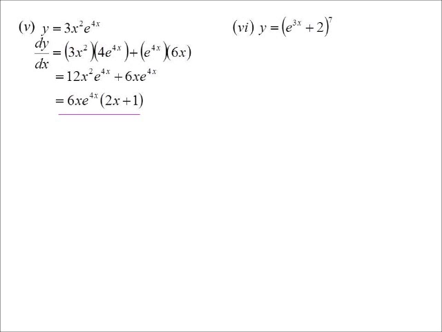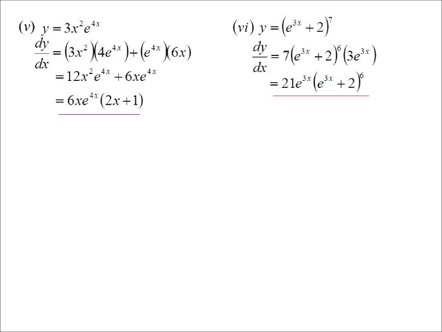Chain rule. Bring down the power. So the 7 comes to the front. Lower the power to 6. Differentiate the inside. But inside, we've now got an exponential. So e to the 3x, differentiate, becomes 3e to the 3x. And just tidying that one up, there it is, 21e to the 3x, e to the x, 3x plus 2.